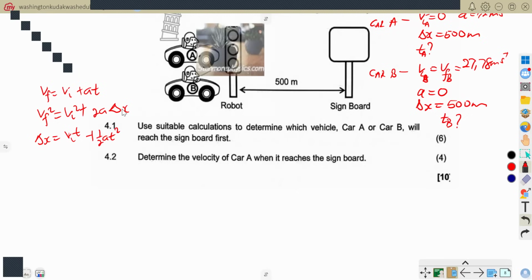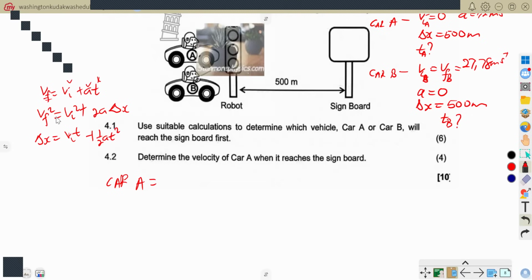To determine which one is going to get there first, we want to determine time. So for us to determine time using those equations, we need to choose which equation is suitable for our scenario. Let's start with car A. For car A, we are given initial velocity, we are given the acceleration, and we are looking for the time, but we are not given the final velocity. So we cannot use this one.